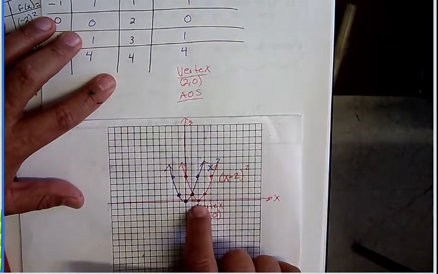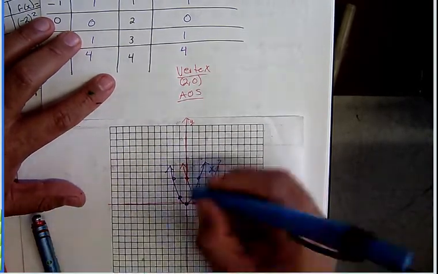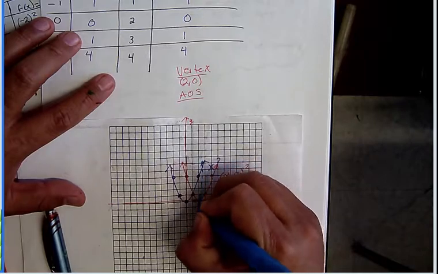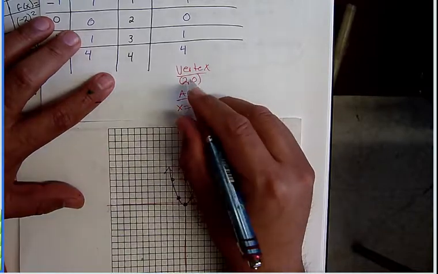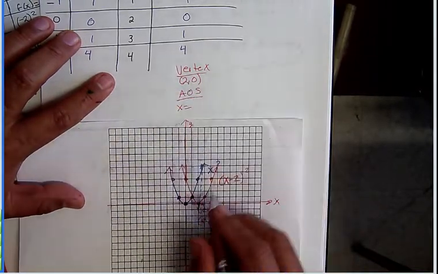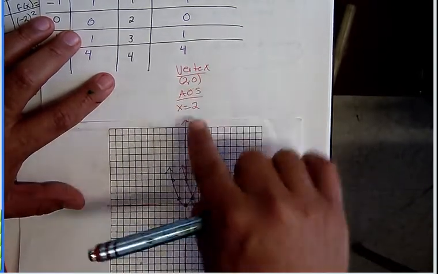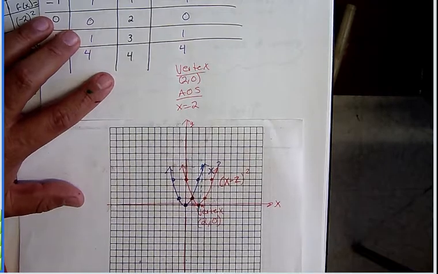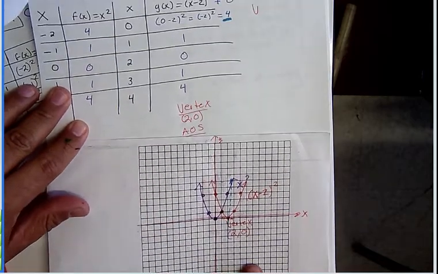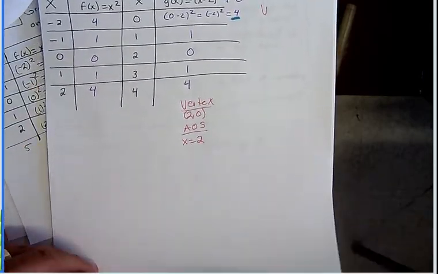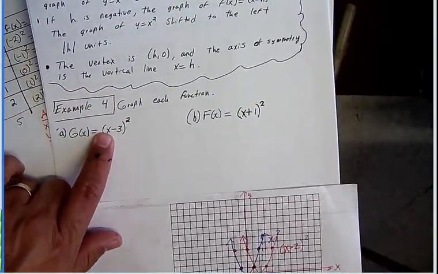That's the vertex. The axis of symmetry, again, just like the other one, is a line that cuts the graph in half, and it's denoted by x equals, and it's always the x value of the vertex. So what line cuts it? X equals 2. That's the axis of symmetry, the line that cuts the graph in half. So these are the things that you guys need to remember how to do. So this is just more of the same.